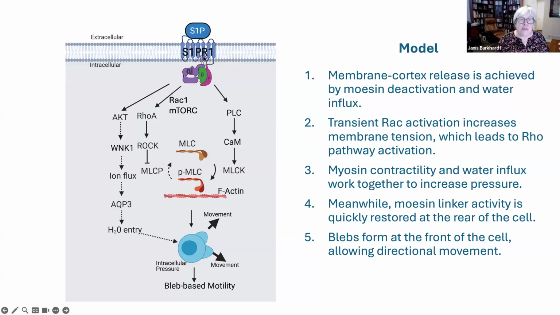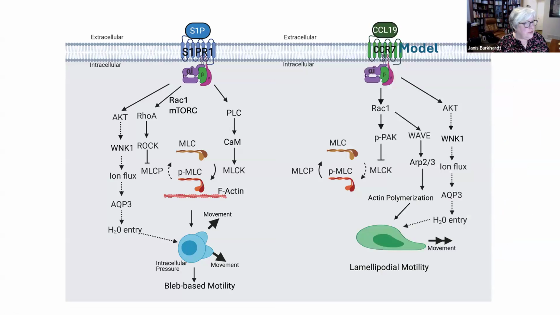But while all that's happening, the cortex is coming back on, becoming reattached again, but now at the rear of the cell, and that biases these protrusive forces towards the front and allows the cell to move forward. So that all contrasts with what happens with CCR7, which is a much simpler situation where G-alpha I activates sustained RAC activation, giving you actin polymerization and a lamellipodial mode of motility.